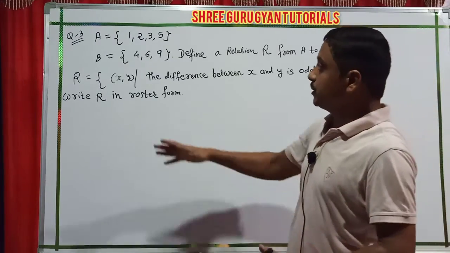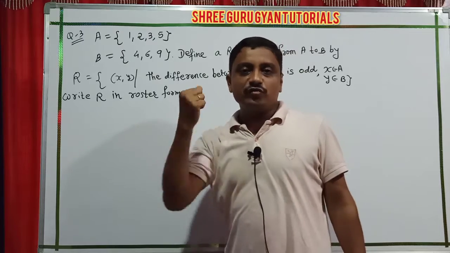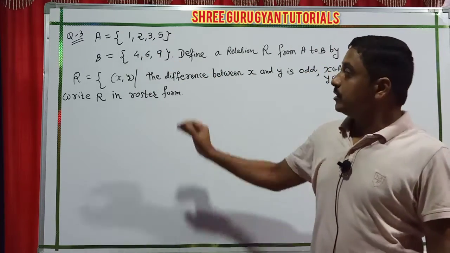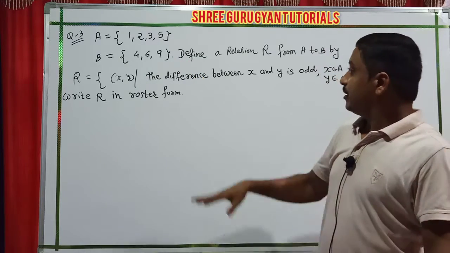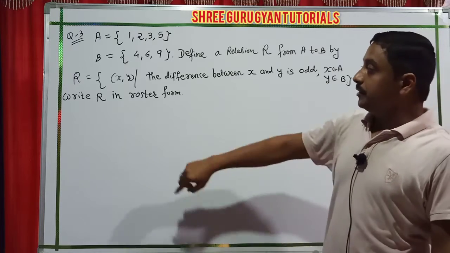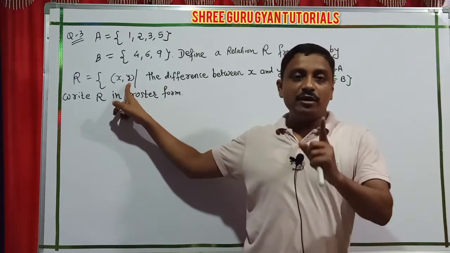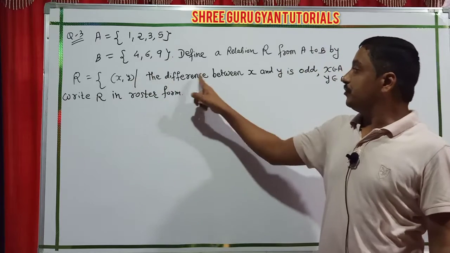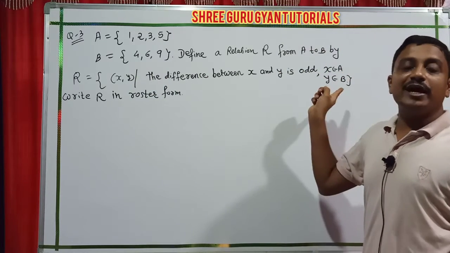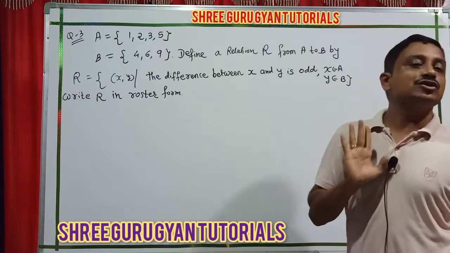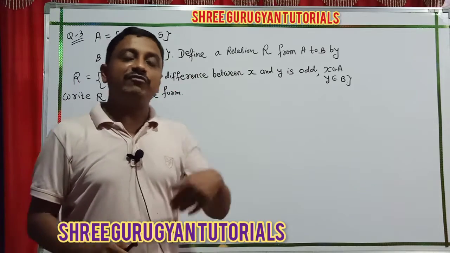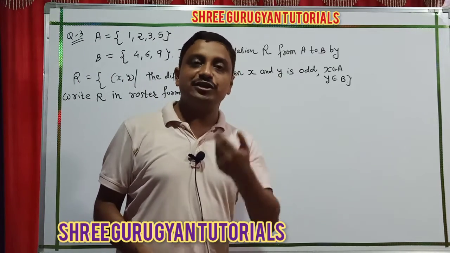Now continue, students. Question number 3. It's also a very easy question. Set A is given as 1, 2, 3, 5. B is given as 4, 6, 9. And define a relation R from A to B by the given relation. The important thing, students, is reading this relation: the difference between x and y is an odd number, for x belongs to A and y belongs to B. And asking for R in the roster form. Also define our domain, range and codomain.